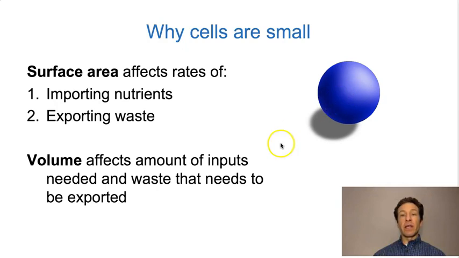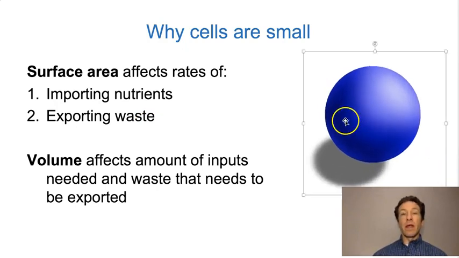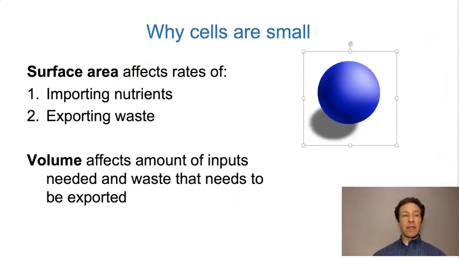So a small factory only needs a small amount of inputs, a large factory needs more. Similarly, a small cell only needs a small amount of nutrients, and it only has a small amount of waste to export. But the larger the cell is, the more nutrients it needs to bring in, and the more waste it needs to export. So if the surface area increased at the same rate as the volume, this wouldn't be a problem. As the cell got bigger, it would need more stuff, but it would also have more surface area across which to import and export. It turns out that that's not the case.